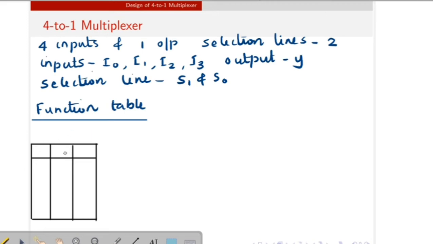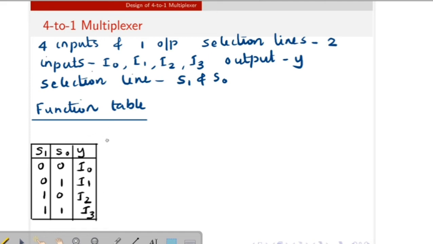In the case of a multiplexer, this table is called a function table because it actually specifies the function of the multiplexer. Here the inputs are S1 and S0 and the output is Y. When the input is 0, 0, it selects I0, then 0, 1 selects I1, then 1, 0 selects I2, and 1, 1 selects I3.